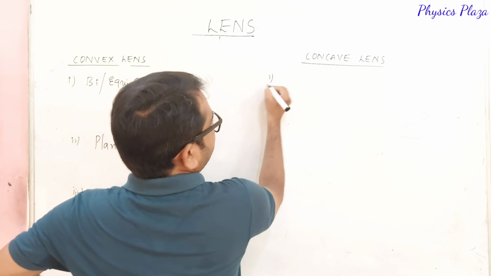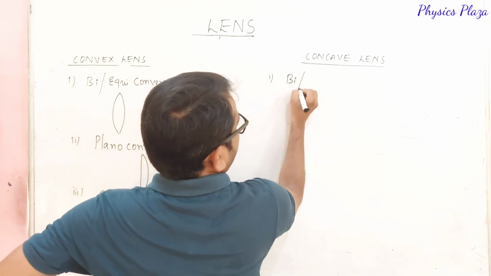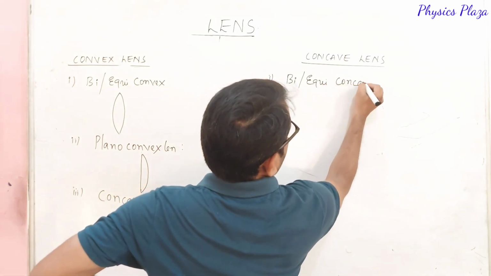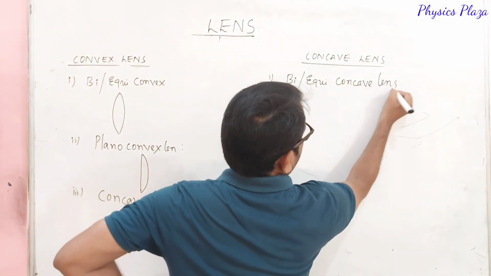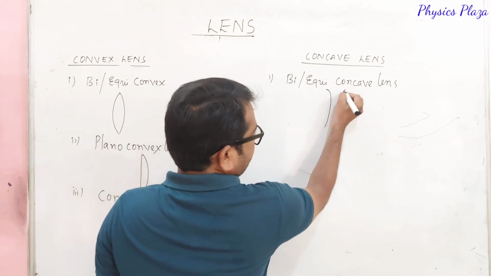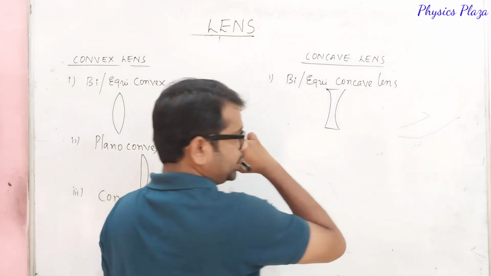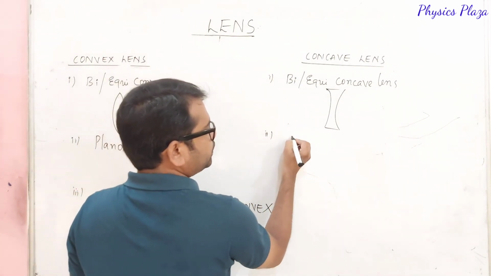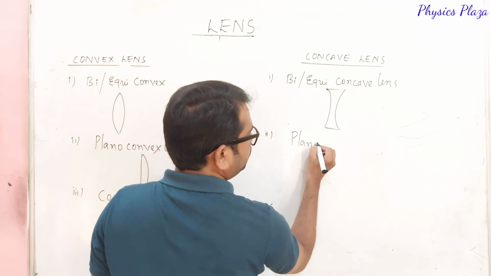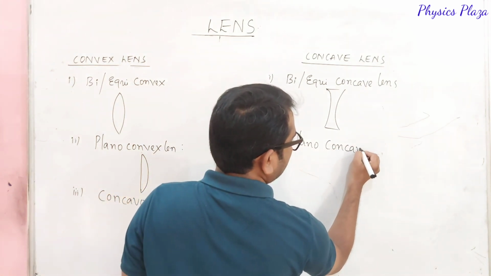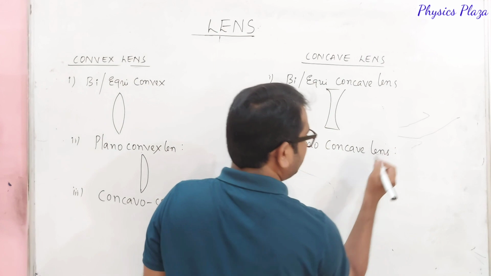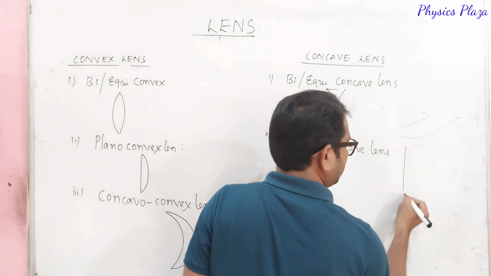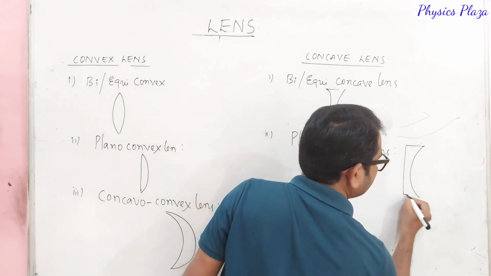The first one is the biconcave lens, or equiconcave lens, and it seems to be like this. It consists of two concave surfaces. The second one is the plano concave lens. Here one surface is a plane and the other surface is a concave surface.